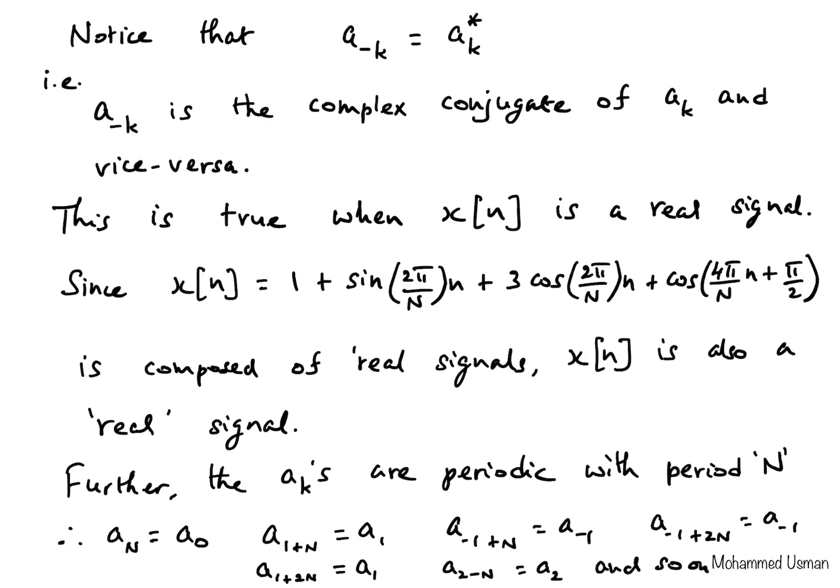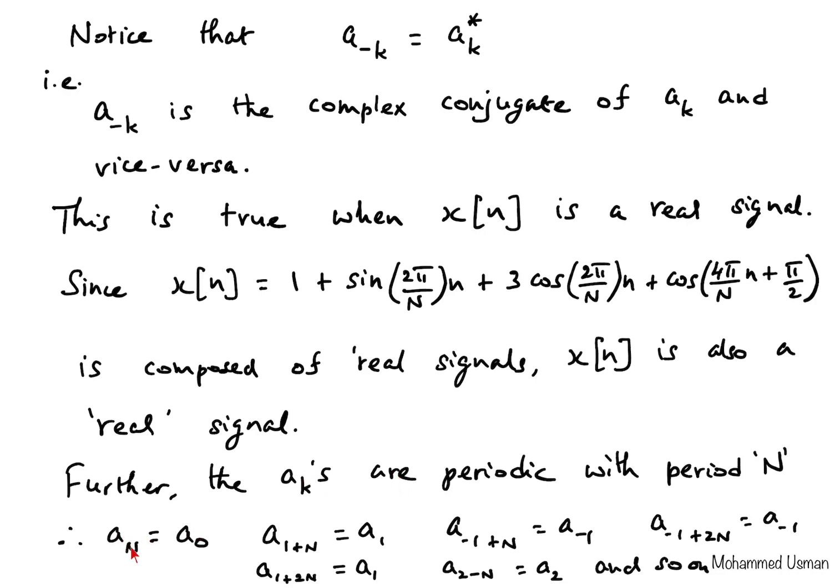That means the signal does not have an imaginary part. So the signal that we have used in this example is a real signal because it is using sine and cosine. Each of these components is a real signal having some frequency, and therefore x of n is a real signal, and therefore all the ak's satisfy this property that a minus k is the complex conjugate of ak, and vice versa. Furthermore, the ak's are going to be periodic as well.